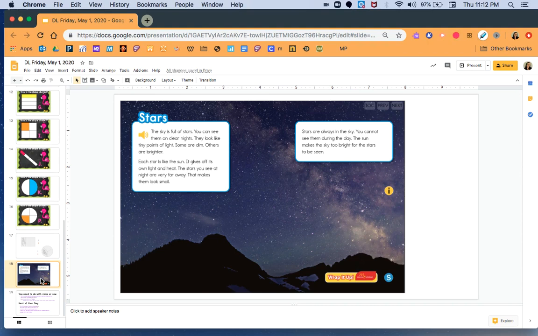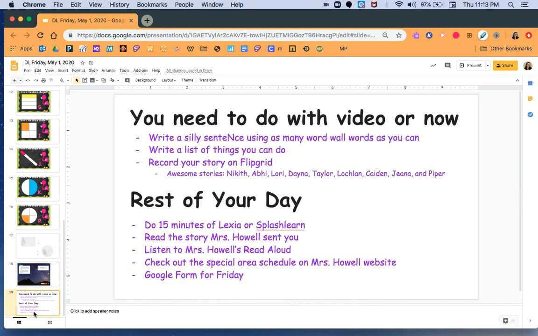Stars are always in the sky, just like the sun and the moon. You can't see them in the day. The sun makes the sky too bright for the stars to be seen. So, just like all the other patterns that we've seen, just because they appear to go away, they don't actually go away. During the day, the sunlight is so bright in our solar system that we can't see the stars. But when we turn away from the sun, that's when we get a chance to see. So every single star you see in the night sky is actually another planet's sun. Isn't that crazy? I know, it's such a cool fact.